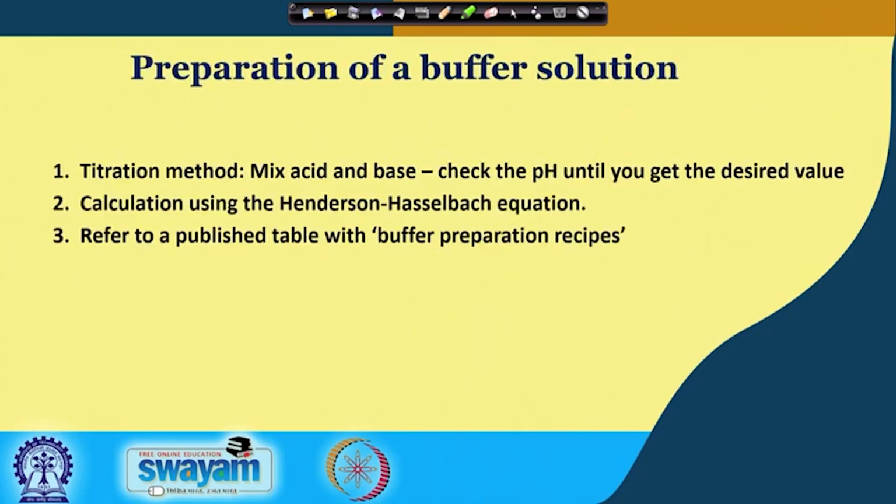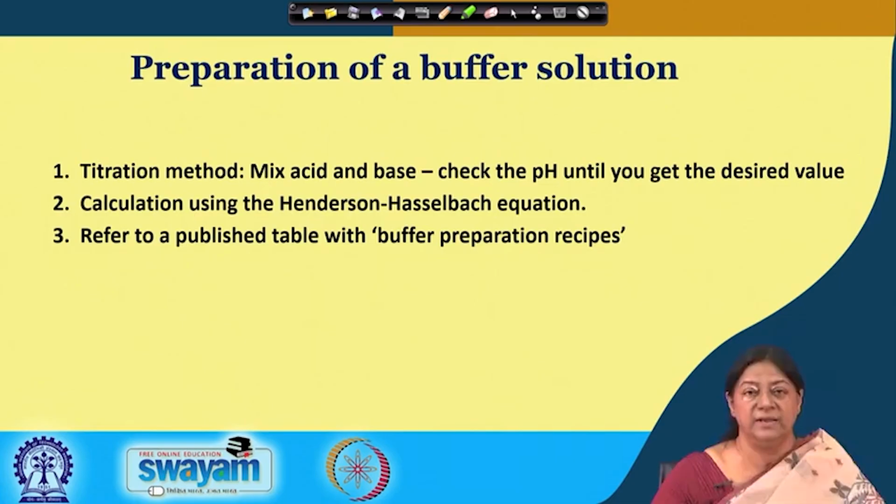When we prepare a buffer solution, there are several methods by which this can be done. First, there is a titration method where the acid and base are mixed and the pH is checked until the desired value is obtained. A second method involves the calculation of the specific ratio of salt to acid that needs to be added, based on the Henderson-Hasselbalch equation. So, a certain value would have to be determined and this specific proportion mixed in solution to prepare the buffer of the desired pH.